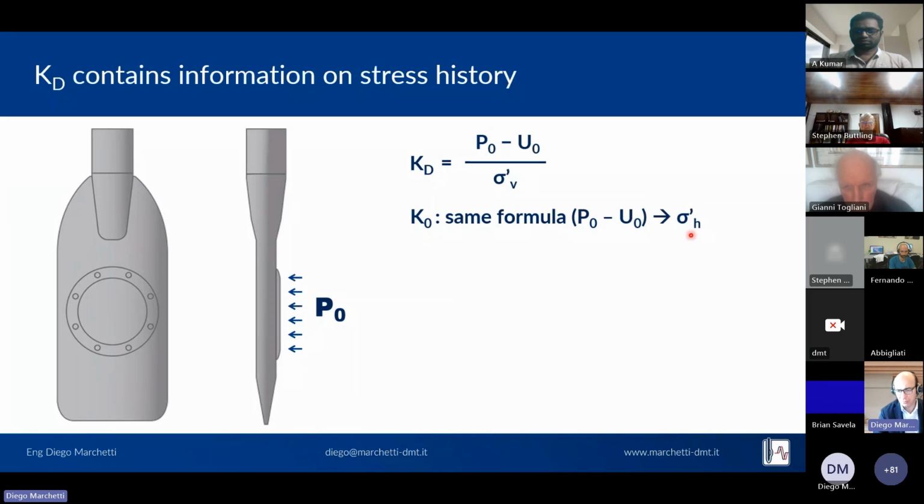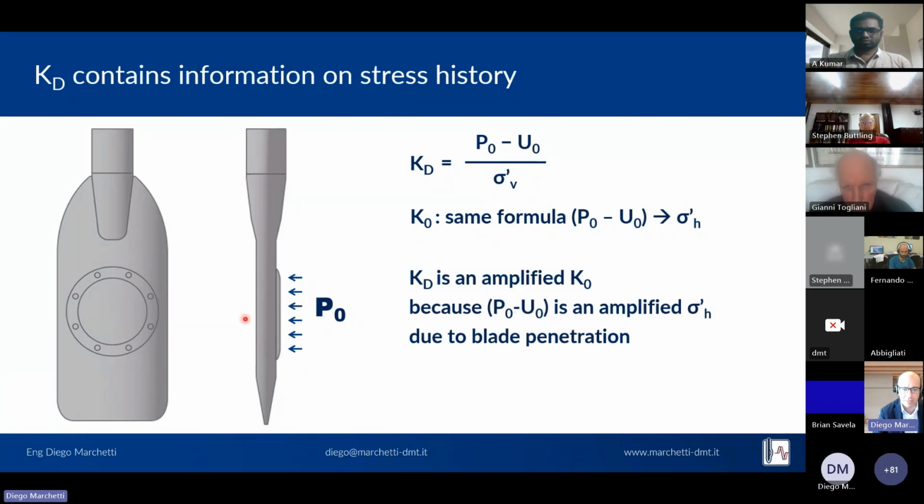stress. Unfortunately, this is not exactly true because we have penetrated with the blade and increased the water pressure and the horizontal stress with the penetration of the blade. So KD has been defined as an amplified version of K0 because P0 is an amplified version of the horizontal stress.